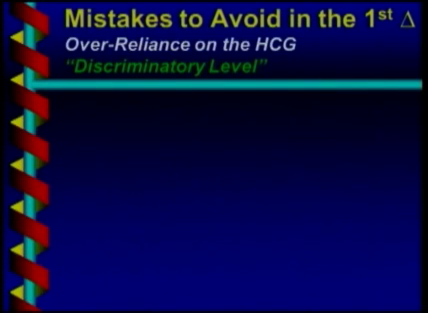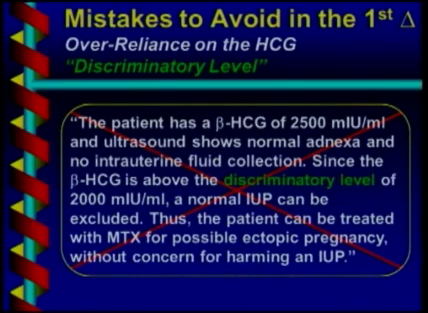Okay, let's move on to another mistake to avoid in the first trimester: over-reliance on the HCG so-called discriminatory level. So here the mistake would be to say the following. The patient has a B-HCG of 2,500 milli-international units per ml, and ultrasound shows normal adnexa and no intrauterine fluid collection. Since the B-HCG is above the discriminatory level of 2,000, a normal IUP can be excluded, and therefore the patient can be treated with methotrexate for possible ectopic pregnancy without concern for harming an intrauterine pregnancy.